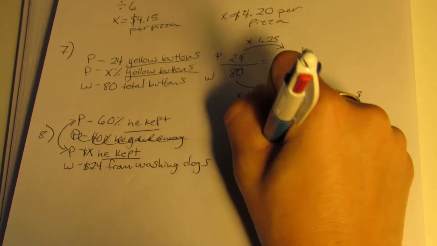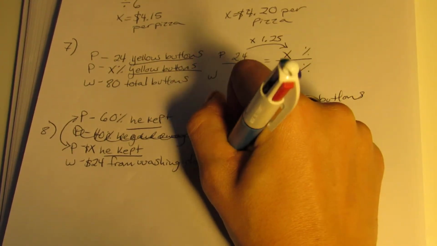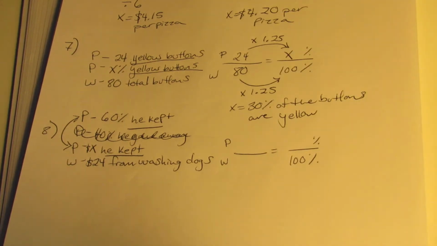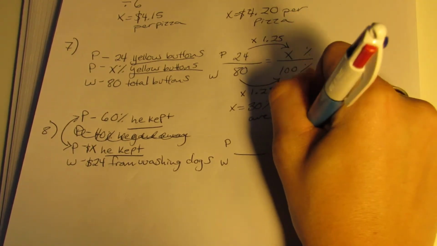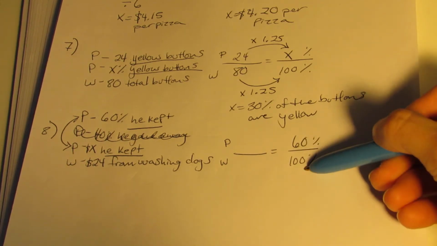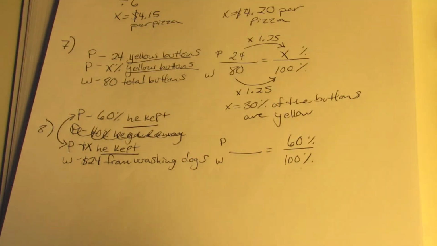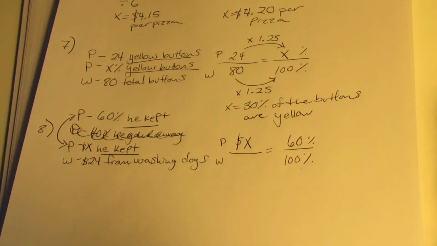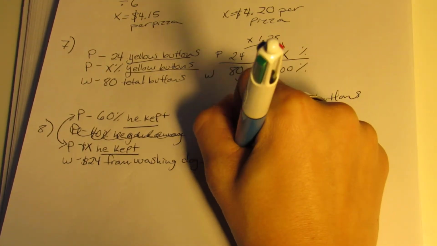Okay, so I've got a part over whole, a percent out of 100%. I know that he kept 60%. 60 is always the percent. It has to be above the 100. And then X is the P. I don't know what that is. We're going to figure that out. And I know that he made a total of $24.